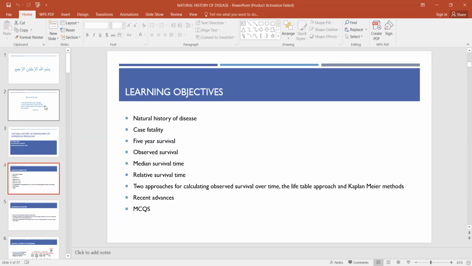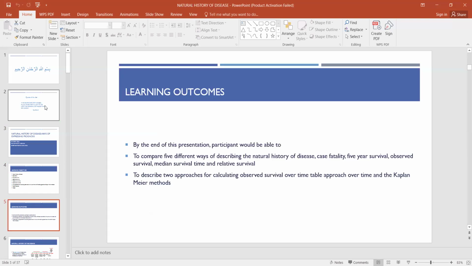Learning objectives of today's presentation: natural history of the disease, case fatality, 5-year survival, observed survival, median survival time, relative survival time, two approaches for calculating observed survival over time, the life table approach and Kaplan-Meier method. Recent advances and MCQs at the end.